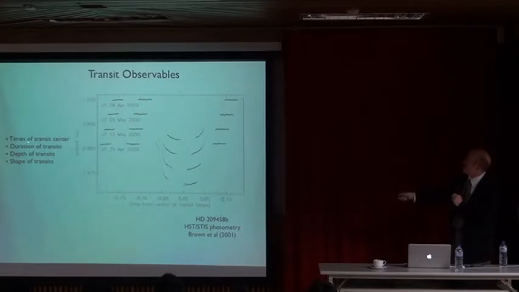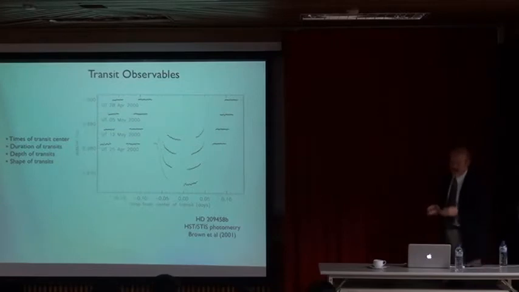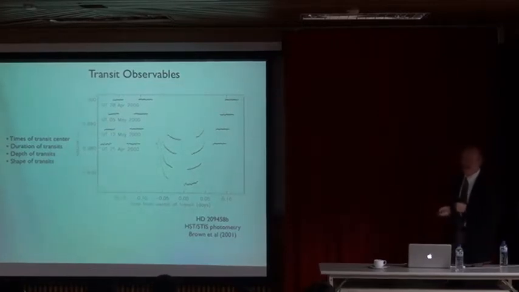The things that you want to observe from here is the time of the transit. When does it occur? When do you see the light go down? How long does it take for the planet to cross the face of the star? So that's the duration of the transit. How deep is the transit? In this case, it's about 1% deep, meaning the planet blocks 1% of the light. It has 1% the area of the star. And what is the shape of the transit? Is it very curved or is it very flat bottom?